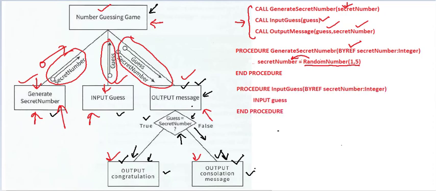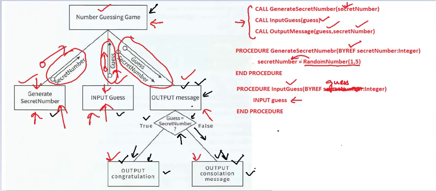Next, we've defined the procedure input guess, right? And this was a very simple procedure. We are just taking input from the user, and the parameter should not be secret number here, rather it should be guess. So we are passing guess by reference. You can see that guess is pointing upwards, right? So we are passing guess by reference.